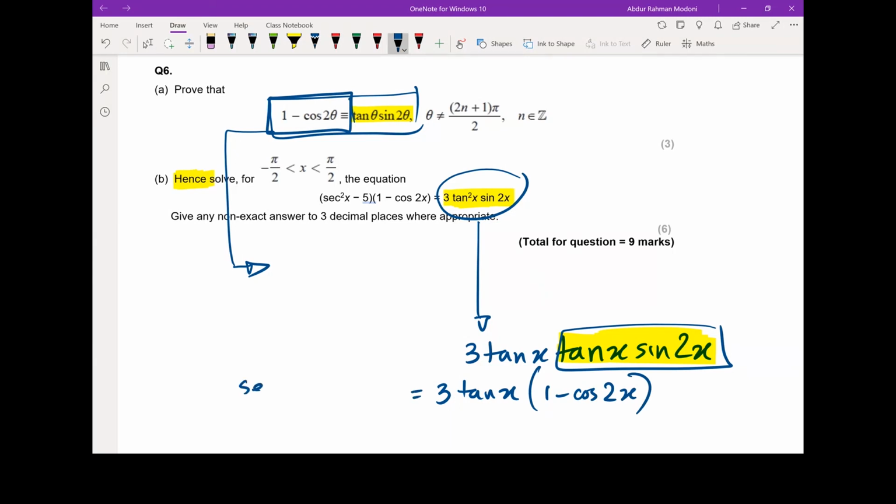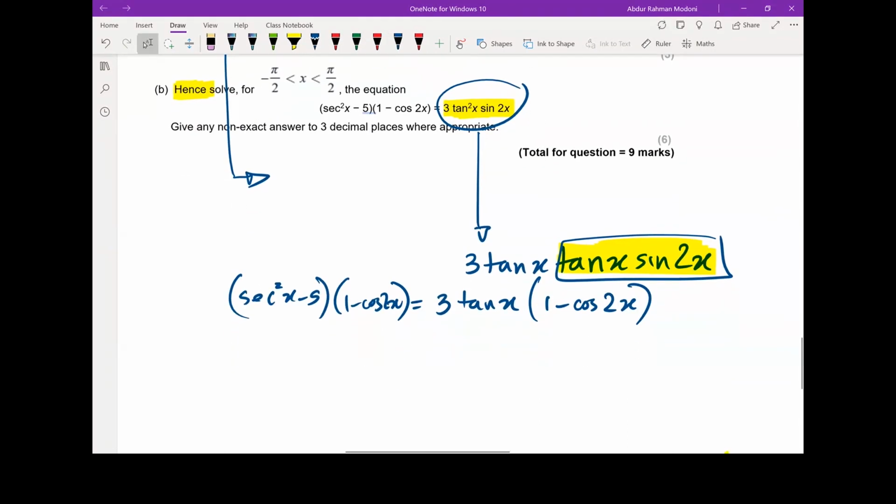Let me write down what's on my left-hand side: sec squared x minus 5, 1 minus cos 2x. So it's an equation here that we're solving, so I need to write all of it. I can't just write down the left-hand side or right-hand side. That's the difference between prove and show that, where you're going from one side to the other. In equations, you have to manipulate the whole equation as it is. So you write the equation and you go down.